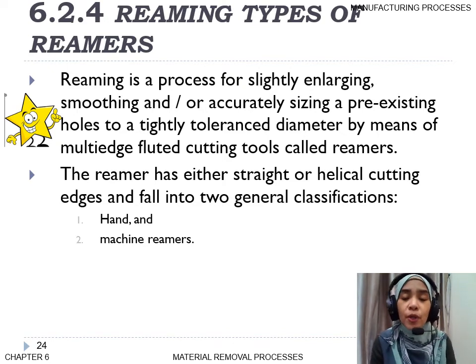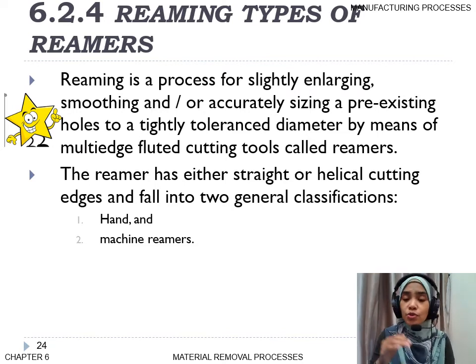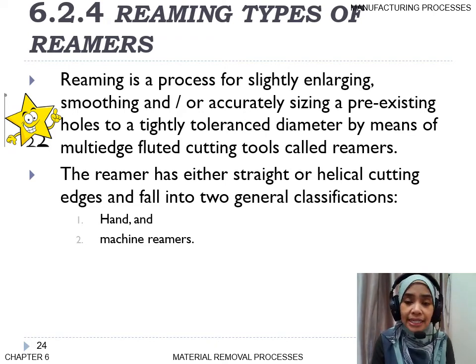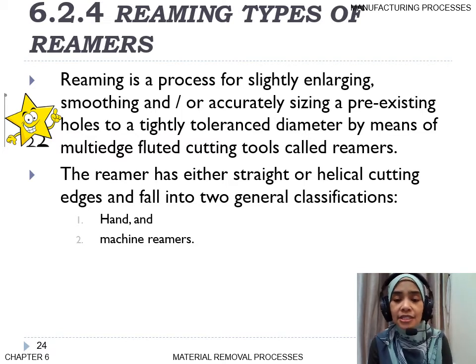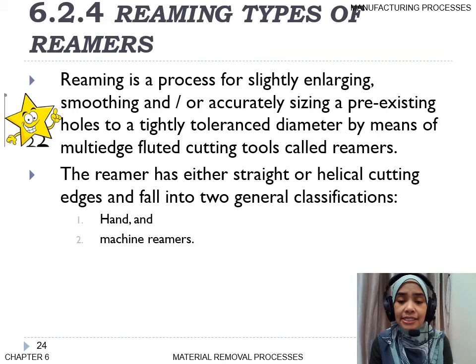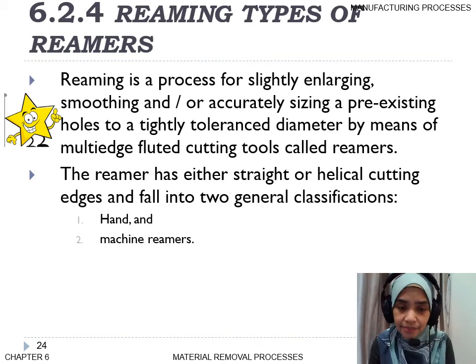Macam itulah. Okay, because it is just used to enlarge slightly or smoothing, atau untuk kita melicinkan, or accurately sizing a pre-existing hole to a tightly tolerant diameter by means of the multi-edge flute cutting tool called a reamer. Jadi nama mata alat yang digunakan adalah reamer. So either we have the hand reamer ataupun machine reamer.